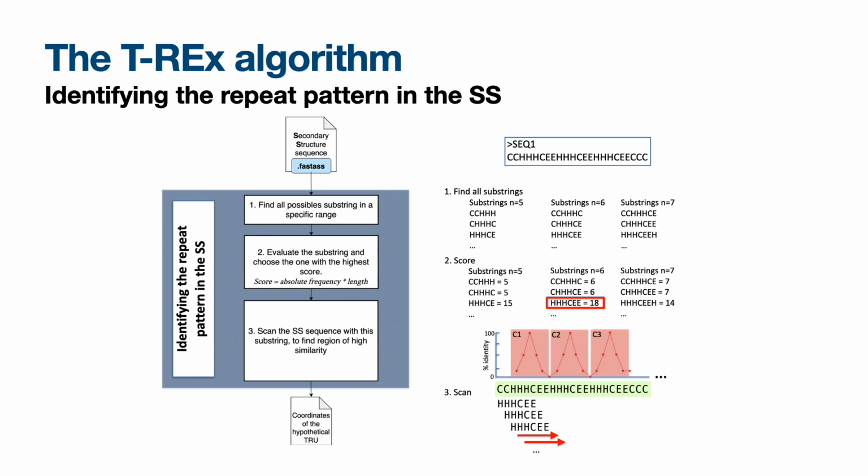With the highest score substring, we scan all the secondary structure sequence, identifying regions of high similarity. The coordinates of the regions with a value higher than the threshold are selected as the coordinates of the hypothetical TRUs. This last step lets us introduce some variability in the TRUs in the process.